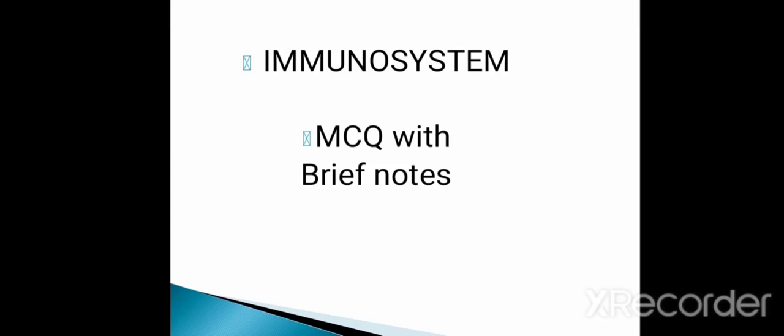Today we will discuss some important questions on the immune system. The immune system is the network of biological processes that protects an organism from diseases. It detects and responds to a wide variety of pathogens, from viruses to parasitic worms, as well as cancer cells, distinguishing them from the organism's own healthy tissue. Many species have two major subsystems of the immune system, such as the innate immune system and the adaptive immune system.